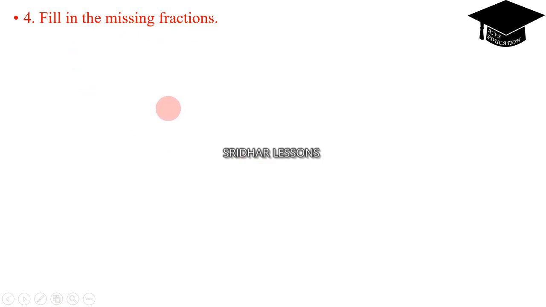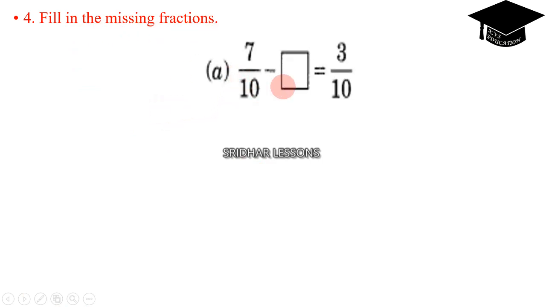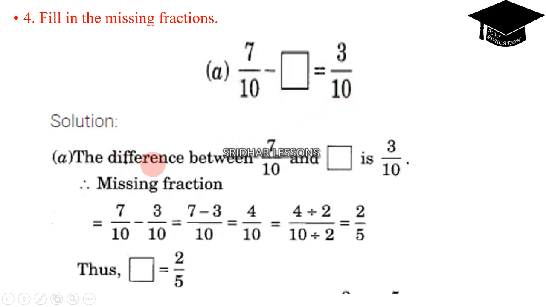Fill in the missing fractions. 7 by 10 minus blank is equal to 3 by 10. The difference between 7 by 10 and blank is 3 by 10, right? So the missing fraction here, we can fetch this number from this place to here. 7 by 10 minus 3 by 10. So the value is 7 minus 3, because they have a common denominator, we can directly subtract. So 4 by 10. By further simplification, it becomes 2 by 5. So this blank is 2 by 5.